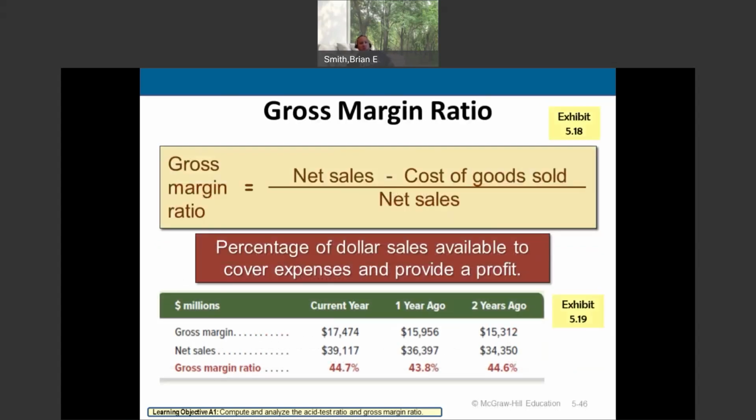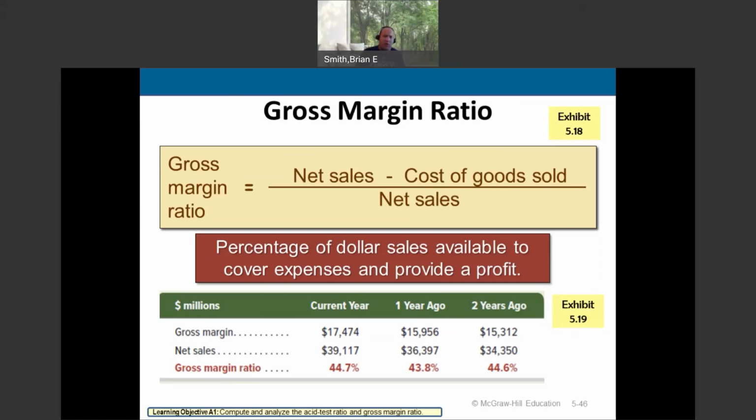And then the gross margin ratio, you're taking net sales minus the cost of goods sold, dividing it by net sales. And that's just telling you basically how much you're making there to cover the profit. I'll just read this: percent of dollar sales available to cover expenses and provide a profit. So basically, for every sale here, you're going to take 44.7% of it in the current year. This is Nike again, I think. 44.7% of every sale is going to help cover expenses and provide a profit.